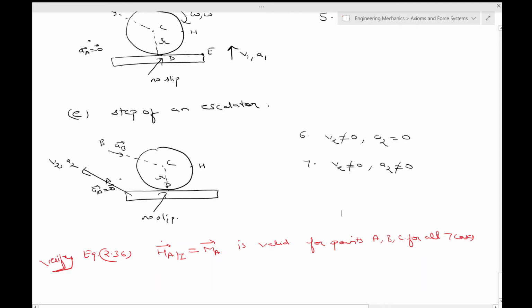See, you already know when 2.36 will be valid. It will be valid when either the acceleration of A is equal to 0 or the acceleration of A is parallel to RCA or RCA is equal to 0. Okay, so you have to please check the points A, B, C in all these 7 cases and know which of these 3 conditions is satisfied. Okay, that's the first part.